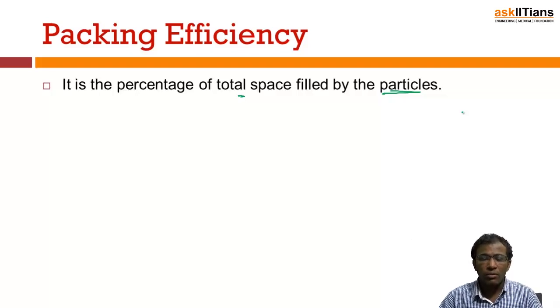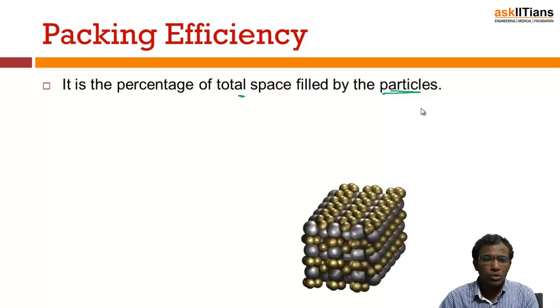So basically we want to minimize the voids. We want to minimize the void space. So we require close packed structures in which the space is efficiently occupied. It is the total percentage of the space filled by the particles. Here the particles that we are going to consider are hard spheres, rigid spheres. You can see in this picture two types of particles which are closely packed, so as to minimize the empty space between the particles.